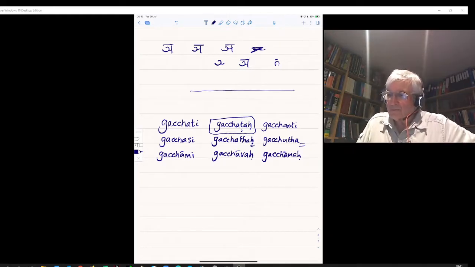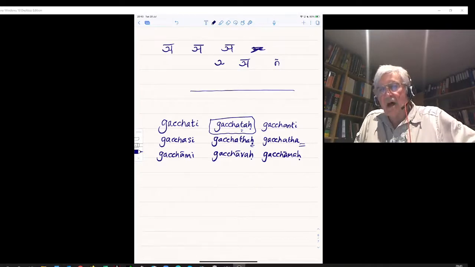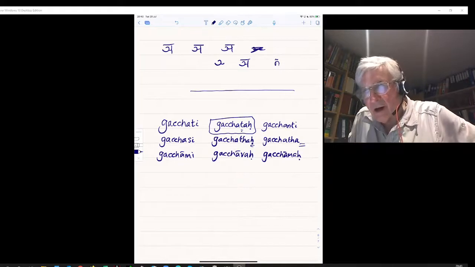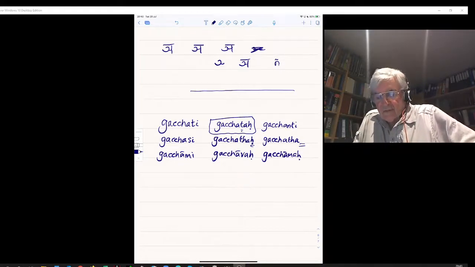Note also that in what we call the first person, the I, we, the a is always lengthened. So it's not gachami but gachami. It's not gachava but gachava. And it's not gachama, it's gachamaha. This is characteristic of the first person.